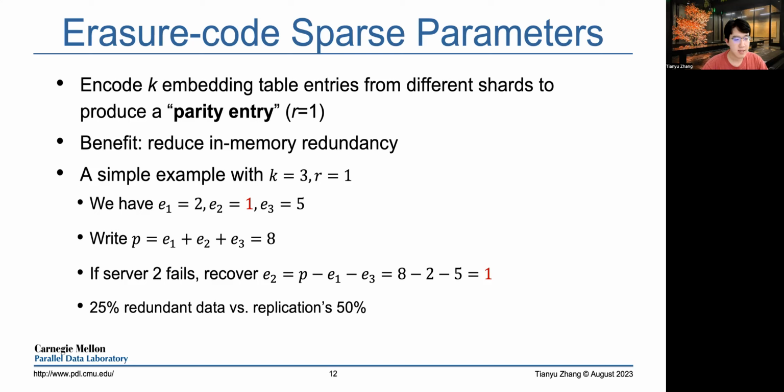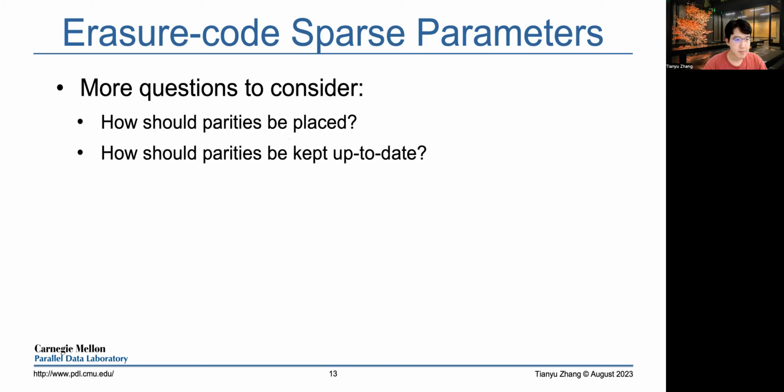Note in this case that 25% of the data that sits in memory is redundant, namely P out of P, E1, E2, E3. That's 25%. Compared to replication, where we want to replicate E1, E2, E3, and that's going to be 50% of redundant data. So, while all of that sounds promising, right, there are definitely some more questions for us to consider to design such a system that uses erasure coding. For example, how should parities be placed, and how should parities be kept up to date?